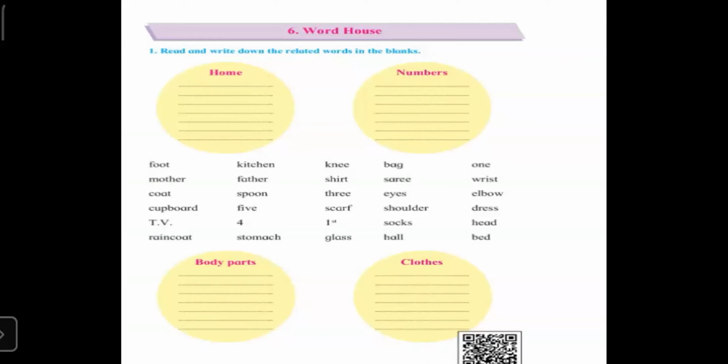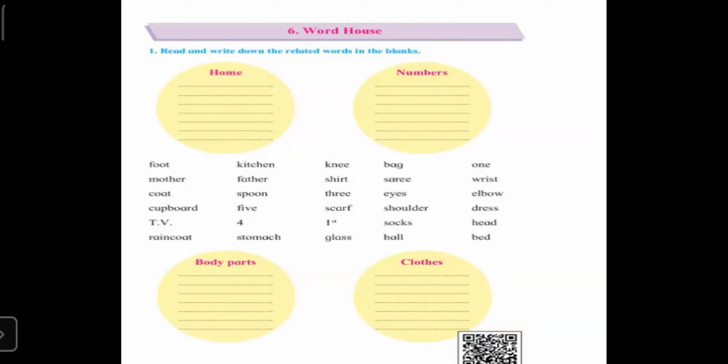Children, on page number 38 of your English textbook, you can see there 4 yellow circles are given and some lines are drawn in those circles. In the middle part of the page, you can see some words are given. The words related to home, you should write in the home column. The words related to number should be written in the number column. The words related to body parts should be written in the body parts circle. And the words related to clothes should be written in the clothes circle.